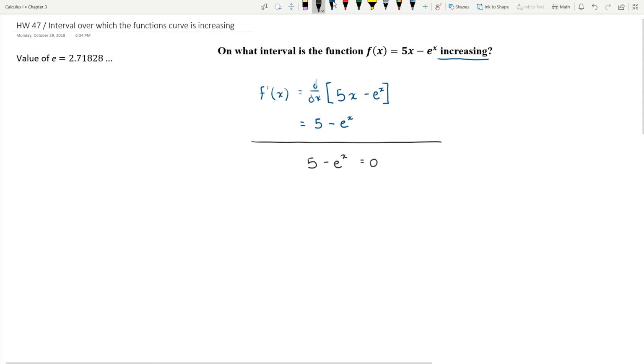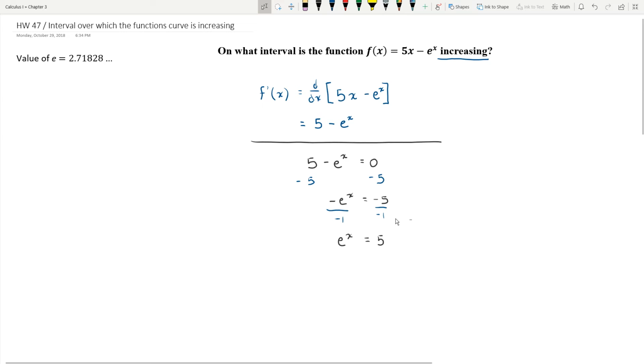Now we want to solve for x, and it would have been a little easier had this not been e to the x, but we can still do this. So we will subtract 5 from both sides. That's going to leave us with negative e to the x is equal to negative 5. We will then divide both sides by negative 1. That is going to leave us with e to the x is equal to positive 5.